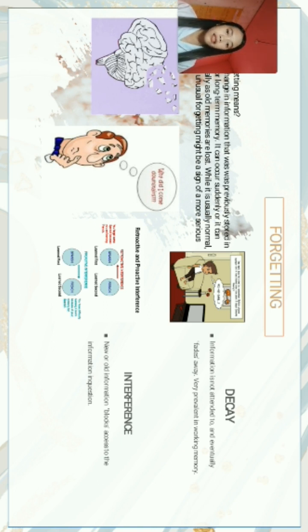Because our memory is not permanent, it can disappear over time, and that's what we call forgetting. So there are two ways in which forgetting likely occurs. Let us discuss first the decay. Decay is when information is not attended to and eventually fades away, very prevalent in working memory.